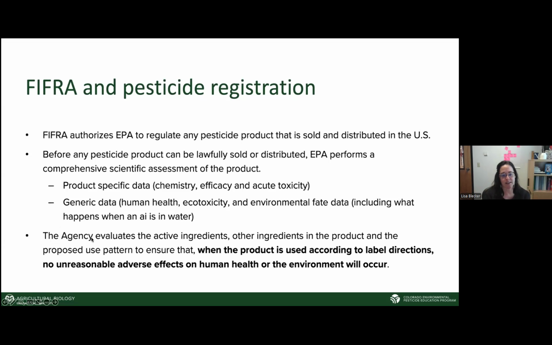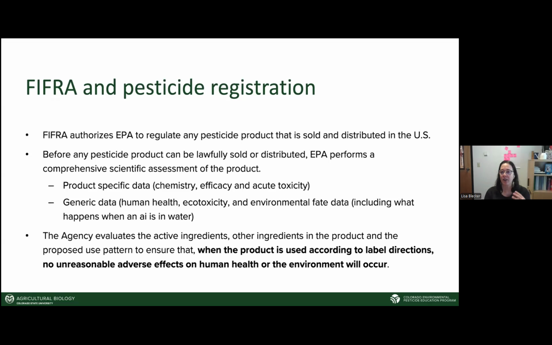I want to direct your attention to this last bullet. The agency evaluates the active ingredients and the other ingredients in the product. There are some helper ingredients in there as well. And also the proposed use pattern: where, how much, how frequently it's being proposed to be used. With all of the information that they've gathered or required to be gathered and put through their risk assessment models, if that model shows that the product, if used exactly according to label instructions, will cause no unreasonable adverse effects to human health or the environment, then and only then can it be registered. Okay, so that is their safety standard.